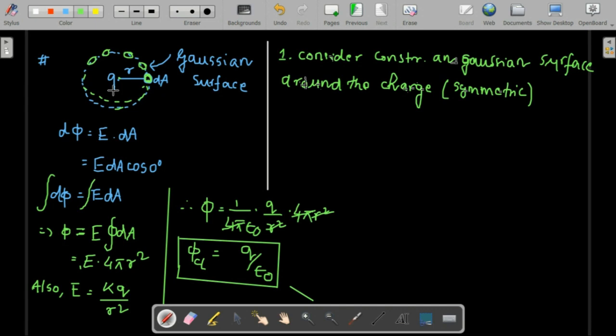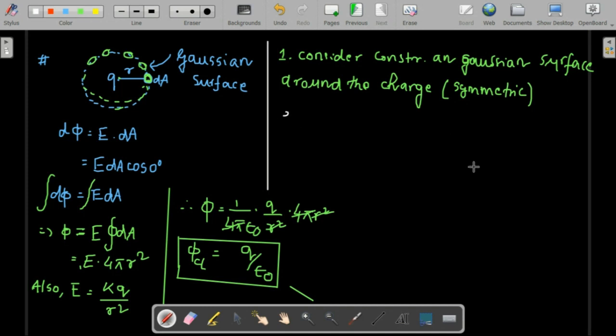It should be symmetric. So if you have a charge here, you cannot draw a surface like this. Then it won't be symmetric because it will be at a different distance from this end, it will be at a different distance on this end. It has to be at the same distance on all the ends. And that is actually a very important point that we should note when we are doing it for the Gaussian surface. So as I said, this Gaussian surface we should always consider in such a way that it should enclose that charge. That's very important.